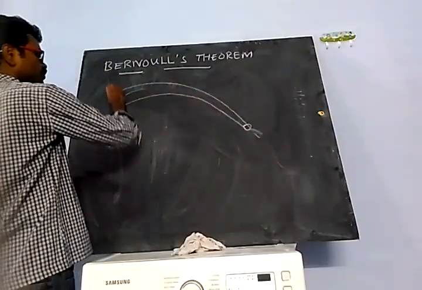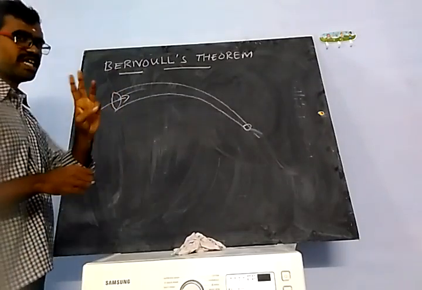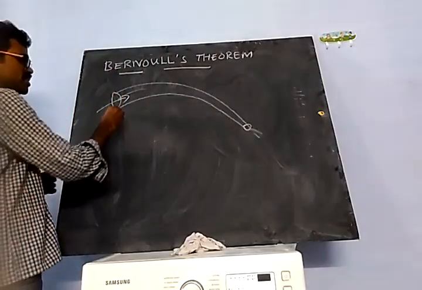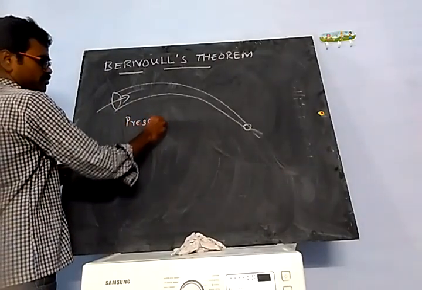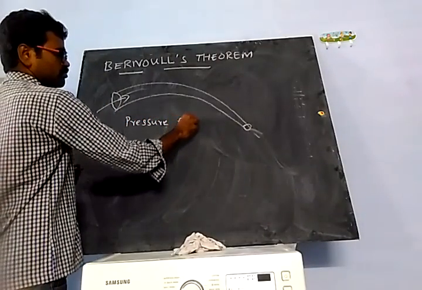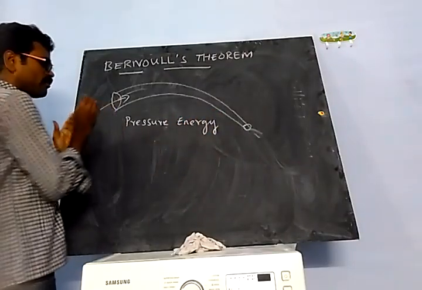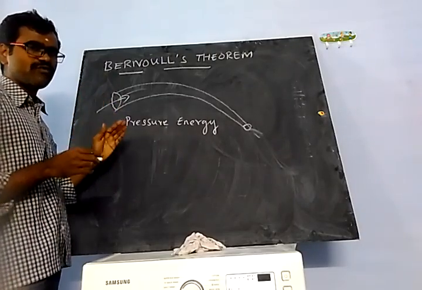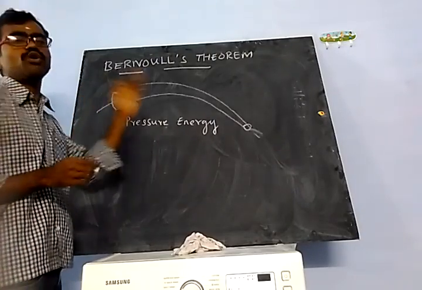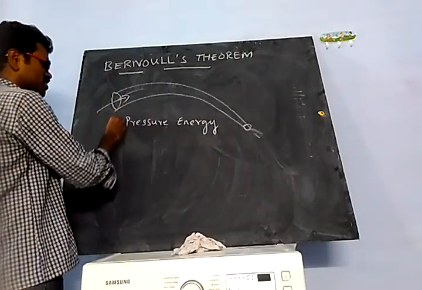When the liquid is flowing through this tube, it has three energies. What are the energies? The first one is pressure energy. You know that liquid always flows from higher pressure to lower pressure. So it has some pressure energy, that is the first point.